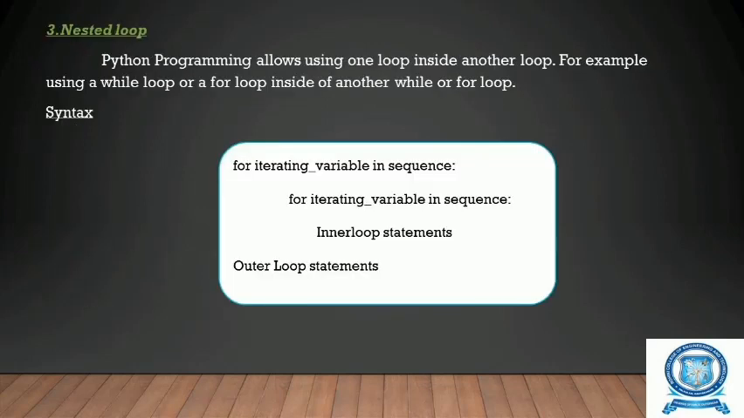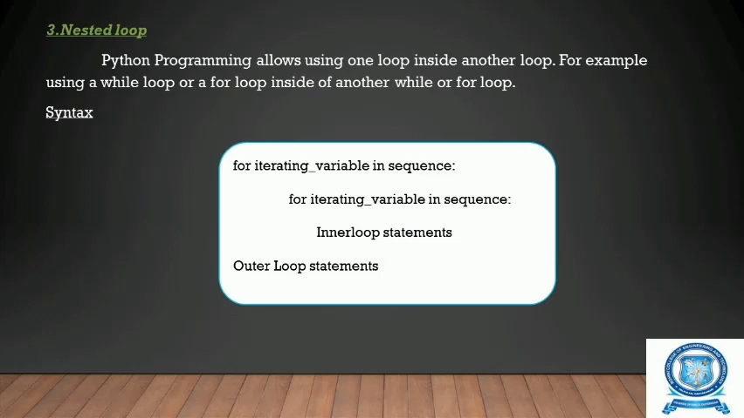In the case of nested loop, two for loops will be nested together, or a while loop will be nested within a for loop. Okay. So, in this case, we call it a nested loop. Python programming allows using one loop inside another loop, for example, a while loop inside another for loop, or a for loop inside another while loop.